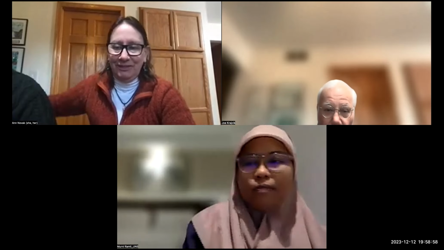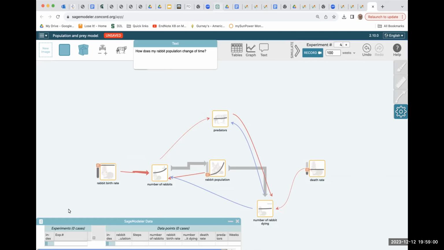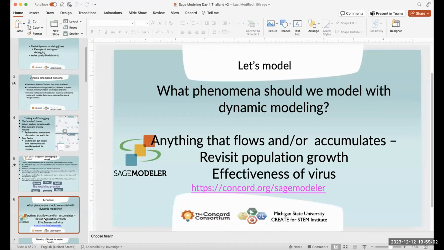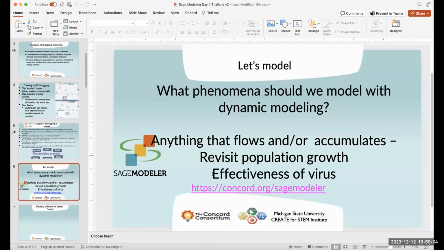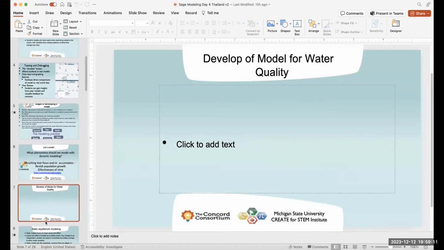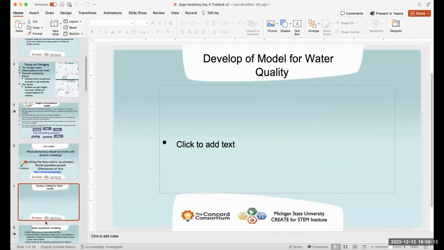So I'm going to share my screen. Hopefully we'll have time to build the effectiveness of a virus somewhere along the line. And so now we're going to go develop a model of water quality. You just have to tell me when to click forward, Ann.